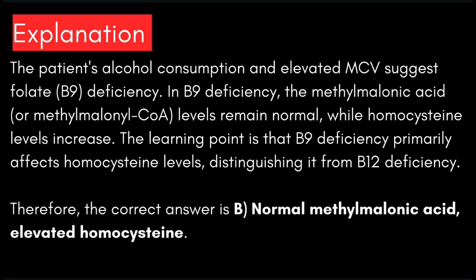The patient's alcohol consumption and elevated MCV suggest folate, B9, deficiency, and B9 deficiency leads to normal methylmalonic acid levels while homocysteine levels increase. The learning point is that B9 deficiency primarily affects homocysteine levels, distinguishing it from B12 deficiency. Therefore, the correct answer is B, normal methylmalonic acid, elevated homocysteine.